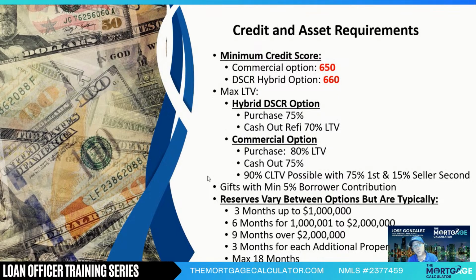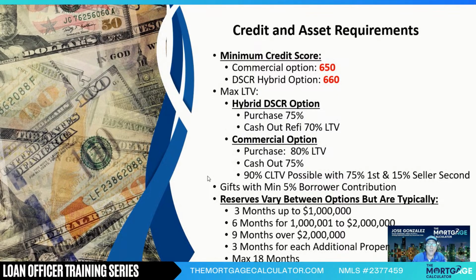And for a commercial option, purchase, we can go 80% LTV and cash out 75%. And now a very interesting point here to note with our commercial option, 90% combined loan to value is possible with a 75% LTV first and a 15% LTV seller second. That means first mortgage from us, 15% second mortgage from the seller. Seller's going to have to hold that paper.